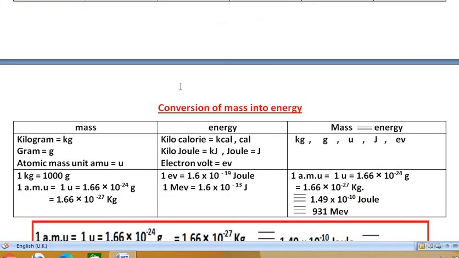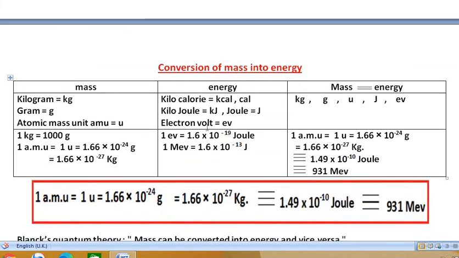Einstein discovered that it is possible to convert mass into energy and vice versa. You can also convert energy into mass. The relation between the two quantities, mass and energy, is called Einstein Equation.